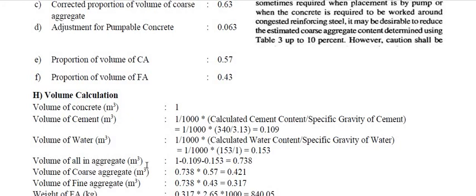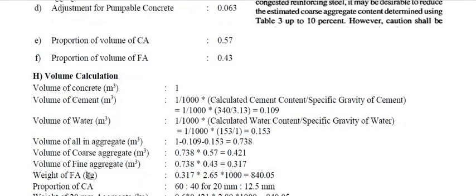Then volume of all-in aggregate. I need to know how much volume the aggregate will consume in the concrete, which is the sum of other materials deducted from the total volume of concrete. So 1 minus 0.109 minus 0.153, which is 0.738. Then volume of coarse aggregate. In the total volume of aggregate, 57% is coarse aggregate and 43% is fine aggregate. Here, for the volume of 0.738, coarse aggregate is 57%, which is 0.421 meter cube. Again for fine aggregate it is 43%, which is 0.317 meter cube.